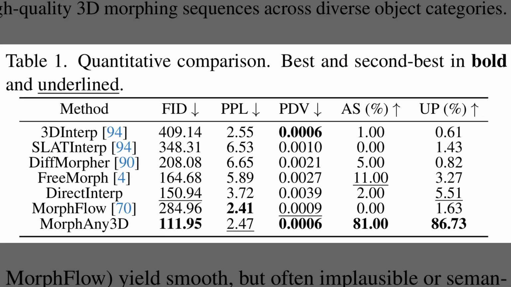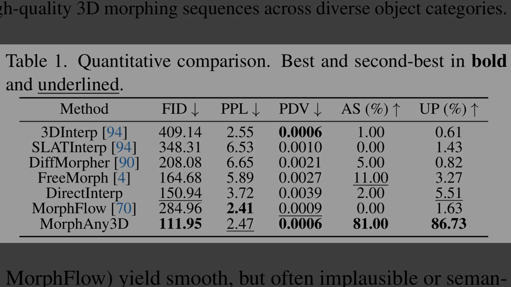So, with the architecture defined, Table 1 quantifies how well it actually works compared to existing methods. The comparison tracks metrics like Fréchet inception distance for visual quality and perceptual path length for smoothness. MorphAny3D achieves the best scores across most categories, notably dropping the Fréchet inception distance to roughly 1.12, which is significantly lower than the baselines. Crucially, looking at the last 2 columns for aesthetic score and user preference, the method dominates, securing over 86% of the user preference vote, while most competitors struggle to break single digits.